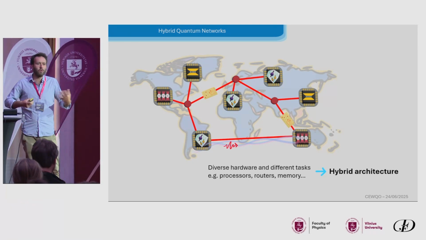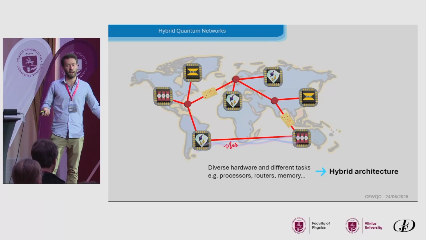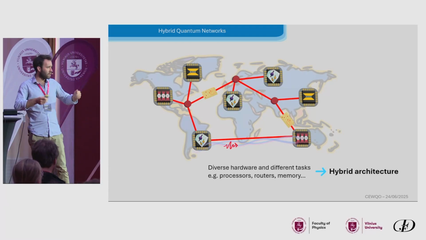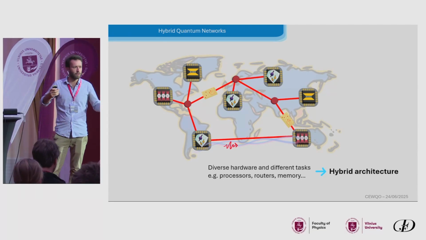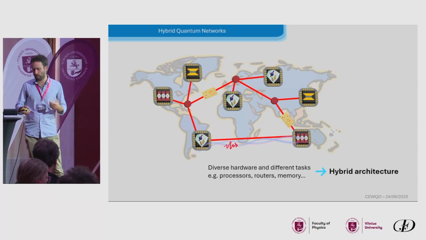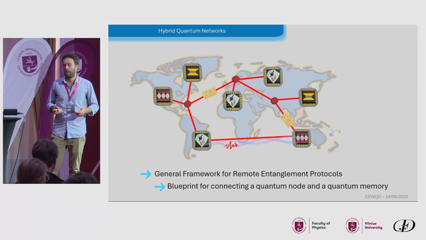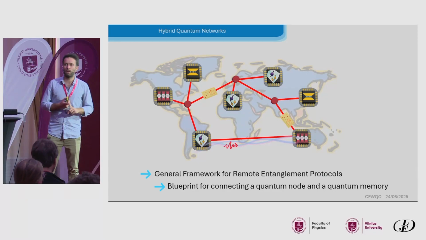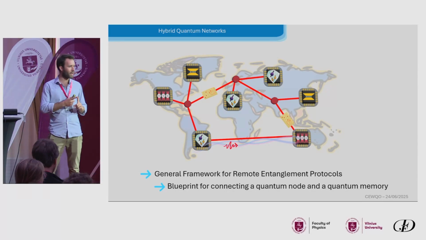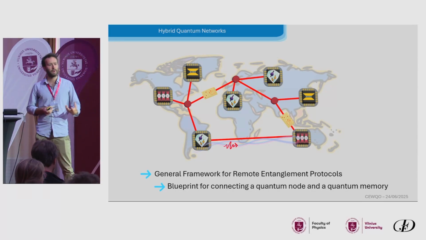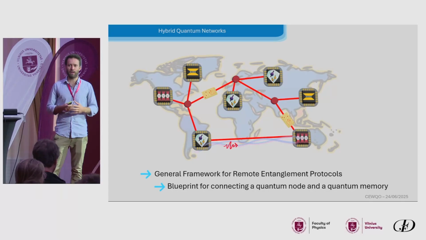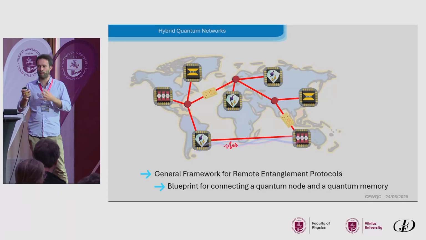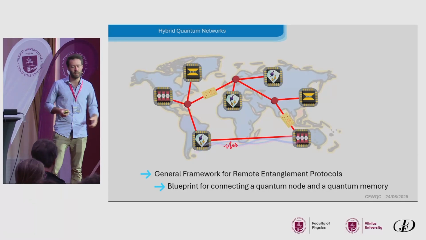So we need to build this network with a hybrid architecture, by which I mean an architecture that allows us to host different types of hardware in the network and also connect them together. So along these lines, today I want to talk first about entanglement protocols, so protocols for generating remote entanglement, and in particular, a framework where you can see these protocols in a general way that's a bit independent of the actual hardware.